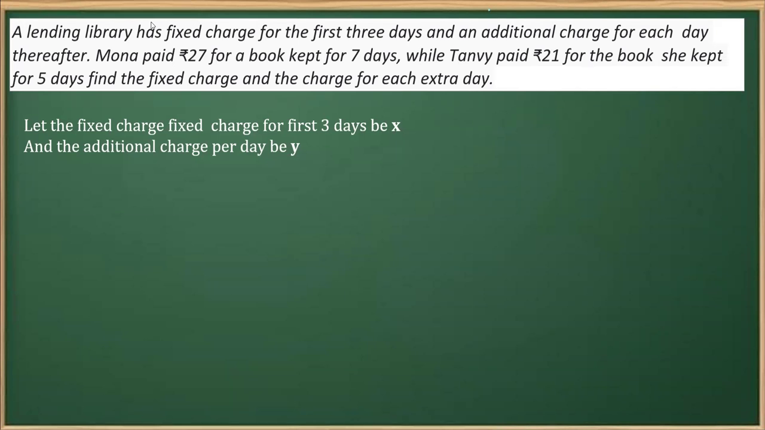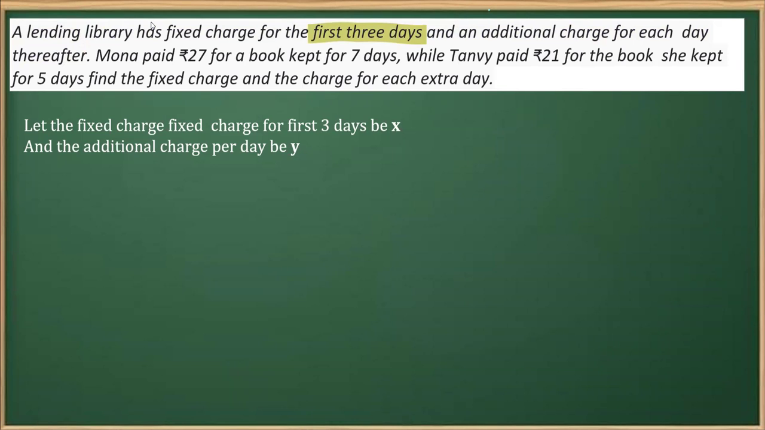In this question from the chapter linear equations, it says a lending library has a fixed charge for the first 3 days and an additional charge per day thereafter. So we know that there is a fixed charge, and that fixed charge is not per day, that is, for the first 3 days it is fixed.